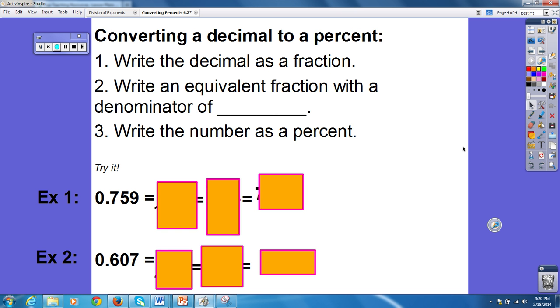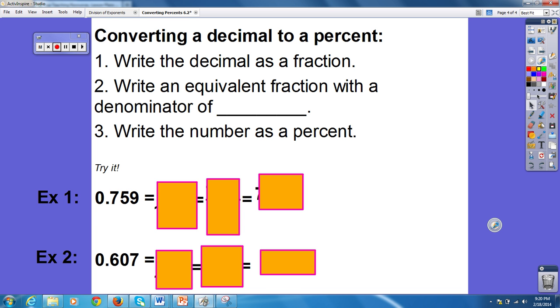The next concept we're going to learn about is converting a decimal to a percent. Step 1 is to write the decimal as a fraction. You can see in example 1 I have 0.759. Well, how would I write that as a fraction? The first thing you need to think about is the fact that this isn't actually pronounced 0.759. It's actually pronounced 759 thousandths with a TH at the end.